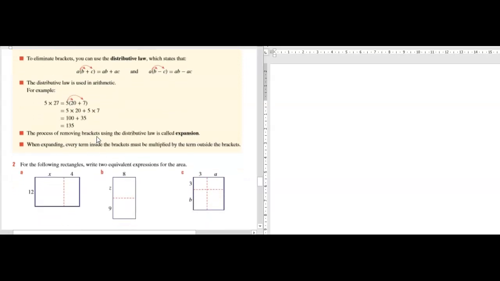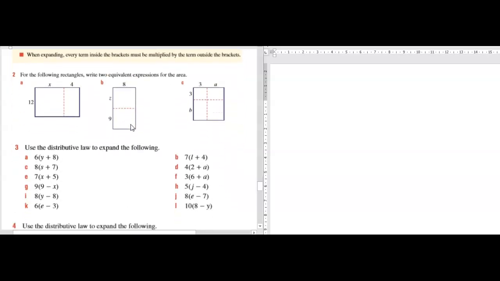Okay, so the process of removing brackets using the distributive law is called expansion. Okay, so we're all about expanding here. And when expanding, every term inside the brackets must be multiplied by the term outside the brackets. So remember that terms are separated by plus or minus signs. So the 5 multiplies everything inside the brackets.